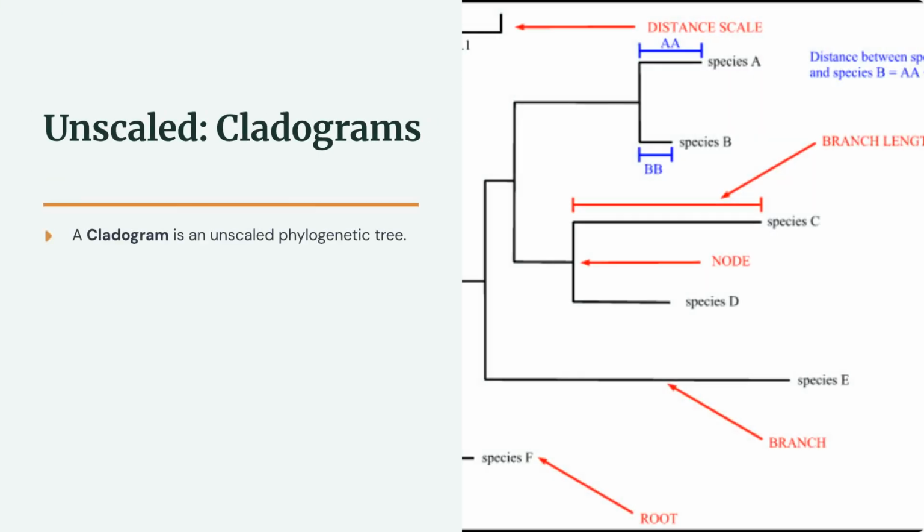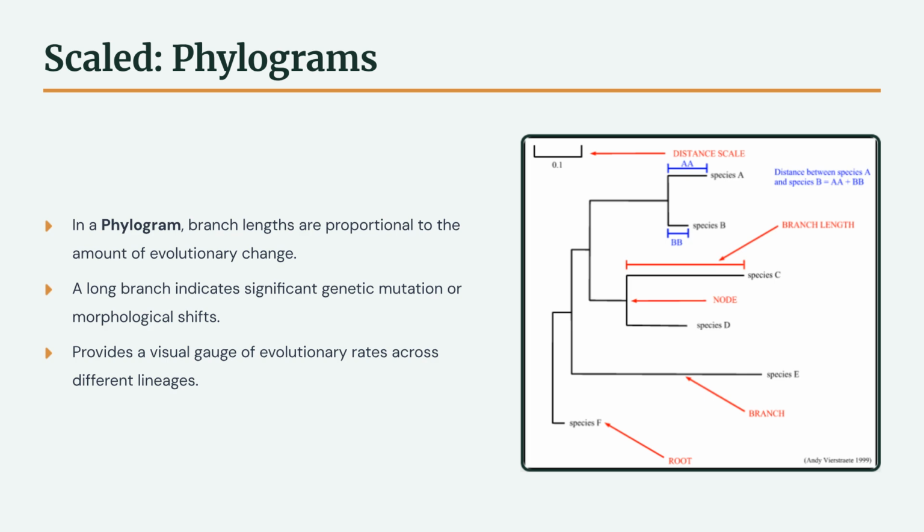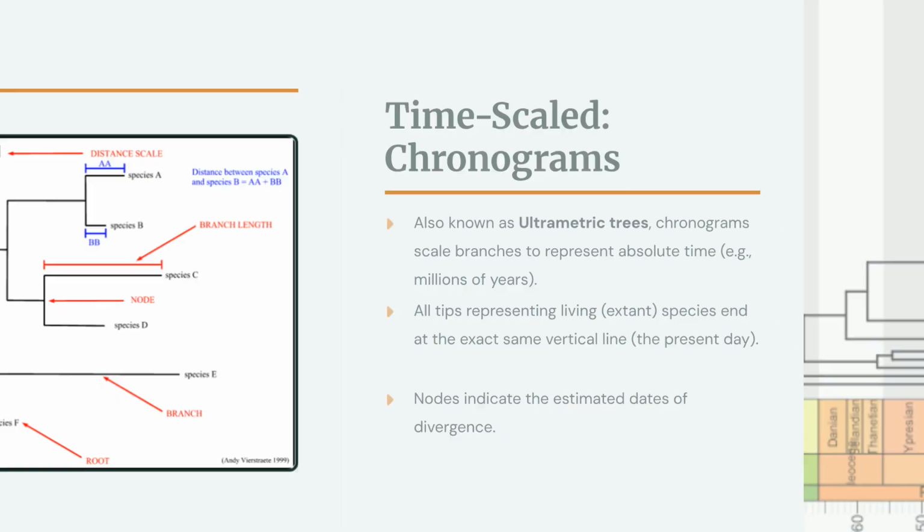A cladogram is an unscaled phylogenetic tree. In cladograms, branch lengths are arbitrary and convey no numerical meaning. They only convey the branching order, or topology, and clade groupings. Phylograms are scaled trees, where branch lengths are proportional to the amount of evolutionary change. A longer branch indicates more significant genetic or morphological shifts, providing a visual gauge of evolutionary rates.